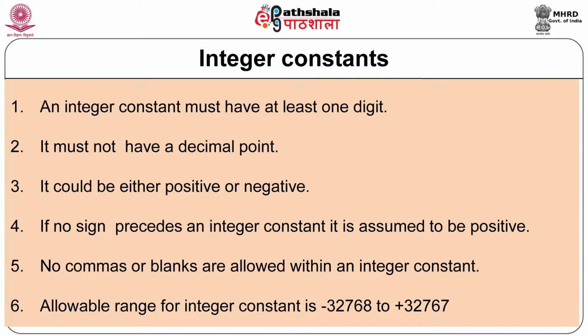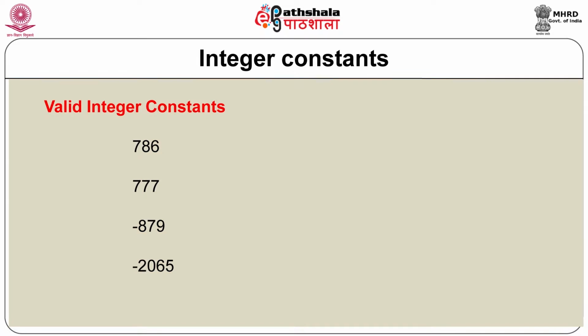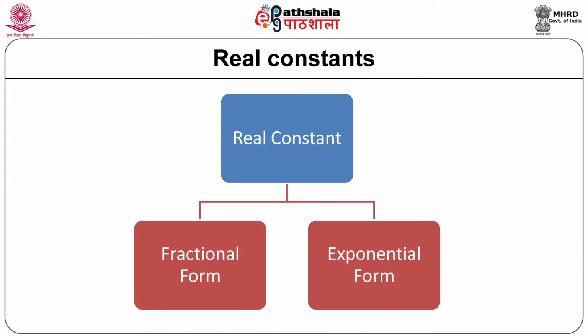The allowable range for an integer constant is -32768 to +32767. This is for a 16-bit compiler. Valid integer constants. Here some valid integer constants are given, like 786, 777, -879, -2065. These are the valid integer constants. The real constants. A real constant is an approximation of a real number.